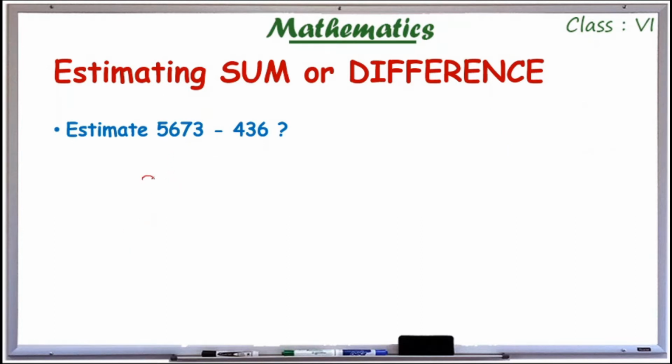So 5673 is approximately equal to 5700. Estimating to the nearest 100, because the smaller number 436 is 3-digit. So we round off to the nearest 100. 436 can be rounded to 400. So I get the difference 5300. You have to subtract 400 from 5700. So we can check: 5700 minus 400 is equal to 5300.